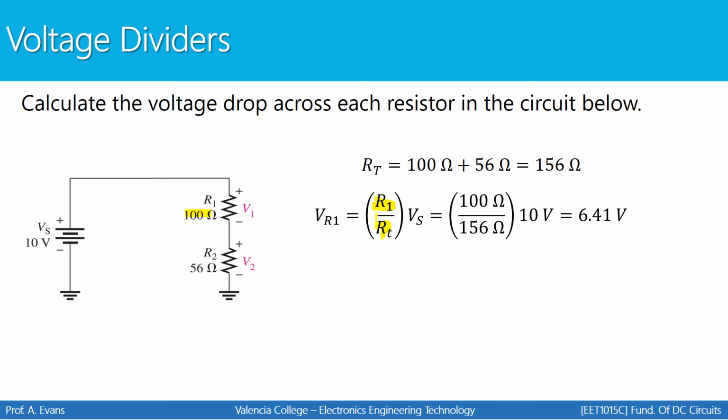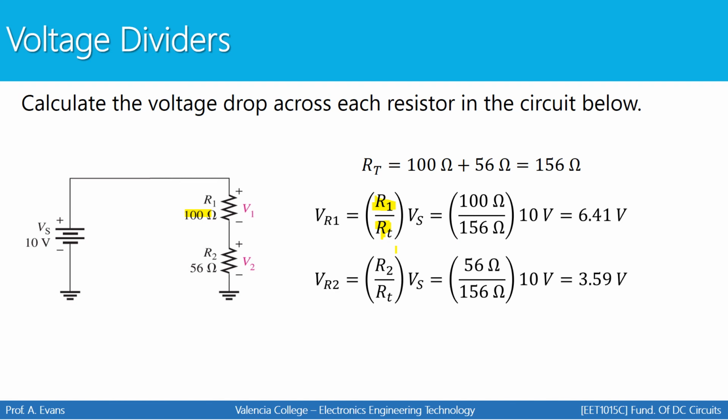So this is the numerator and the denominator. Then you multiply that value, that ratio, by the source voltage. So R1 will come out to have a voltage of 6.41 volts. If I were to use a voltage divider to also find R2, I'm simply going to change the numerator from R1 to R2. Then I get that R2 has a voltage of 3.59 volts.